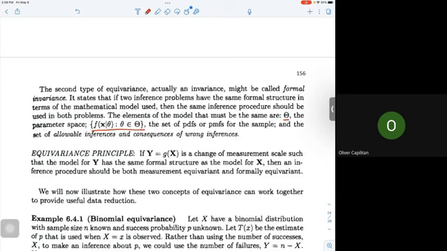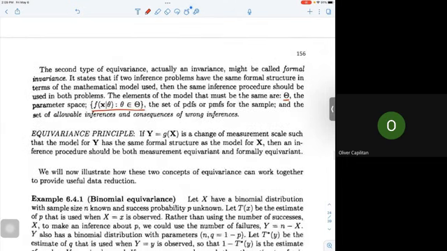Kasali nandito yung same, no? We will say it's the same type of error being committed. Consequences of wrong inferences. So we have three, no? Three elements of the model that must be the same.